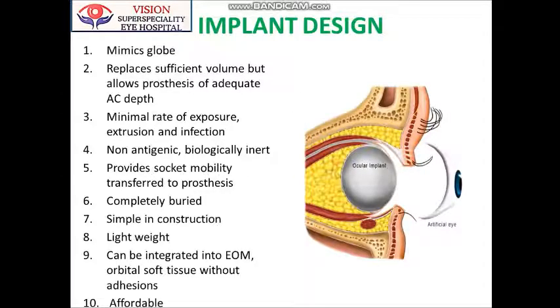Now let's see how an ideal implant should be. An implant should be able to mimic the globe, should be able to replace sufficient volume but allow a prosthesis of adequate anterior chamber depth, should have a minimal rate of exposure, extrusion and infection, should be non-antigenic, biologically inert, should provide socket mobility and transfer it to the prosthesis, should be completely buried, simple in construction, lightweight, which can be integrated into extraocular muscles and orbital soft tissue without adhesions, and should be affordable.